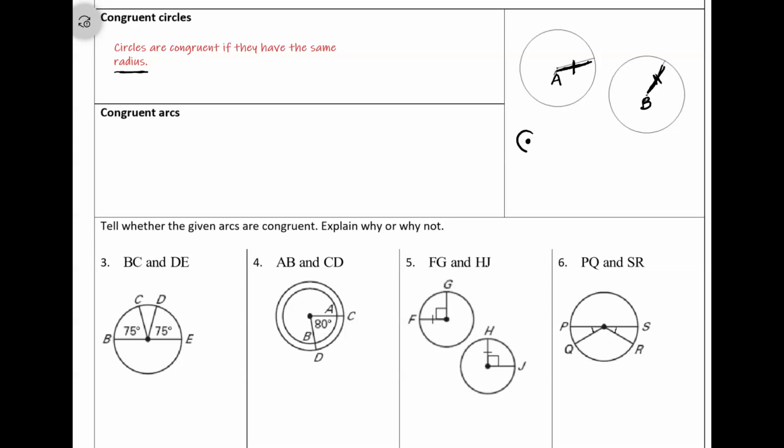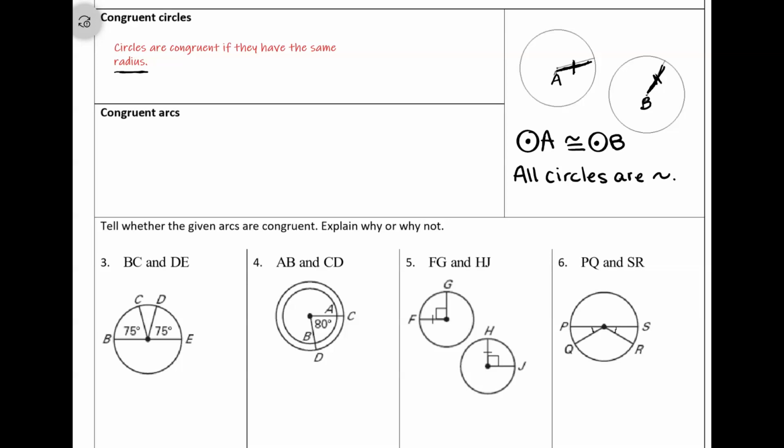And this would be the notation. We would say circle A is congruent to circle B because they are congruent. Now, I also need you to know from similarity that all circles are similar. So all circles are similar, but not all circles are congruent.